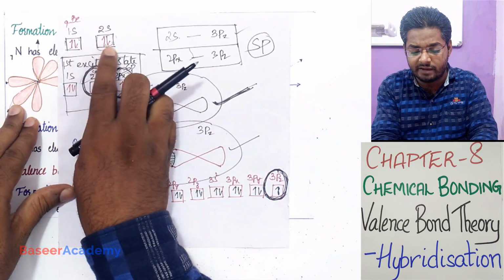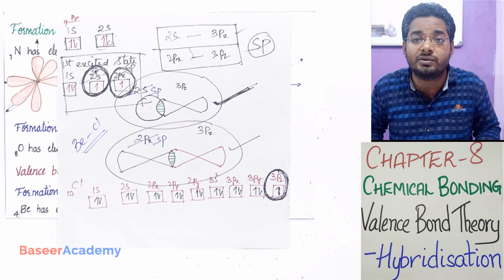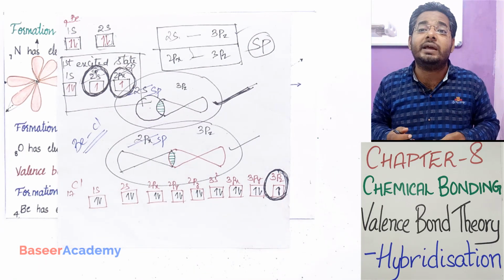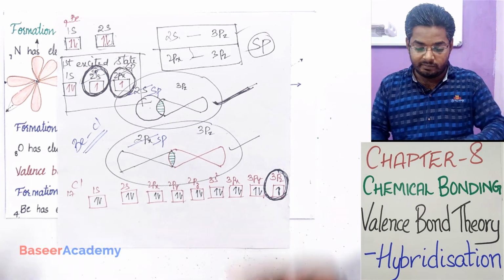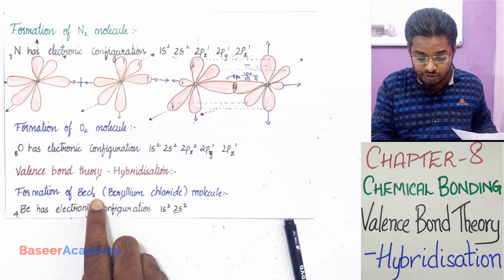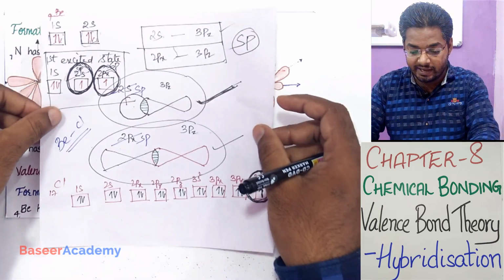Beryllium does not seem to have any unpaired electrons, and since it does not have any unpaired electrons, it is not expected to form any covalent bonds. But beryllium is forming two covalent bonds. Beryllium is able to combine with two chlorine atoms. How is it possible? This is what really happens.